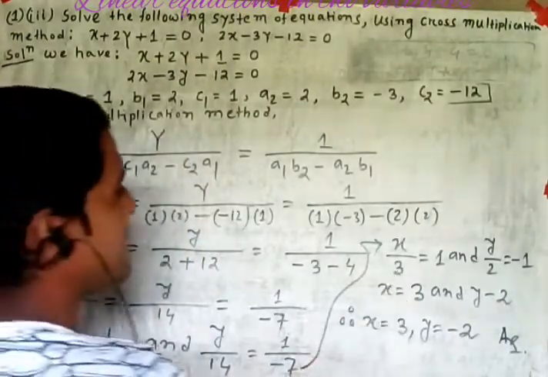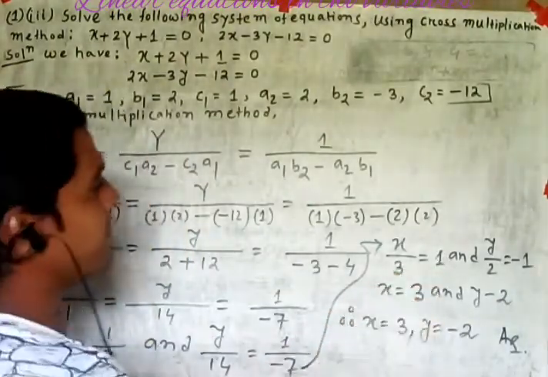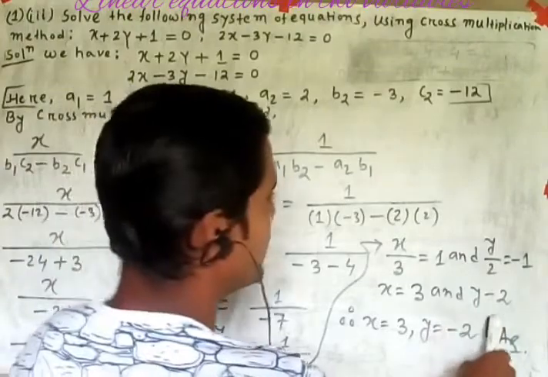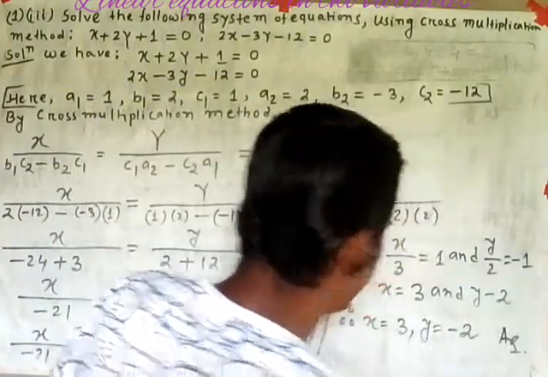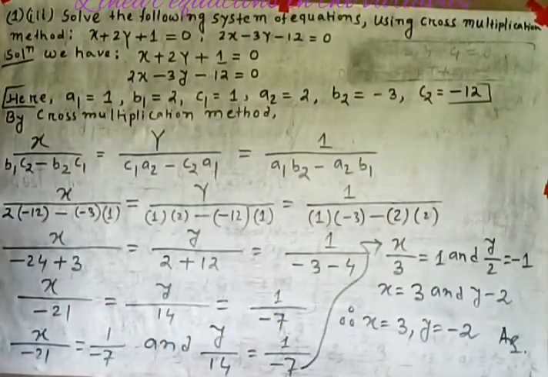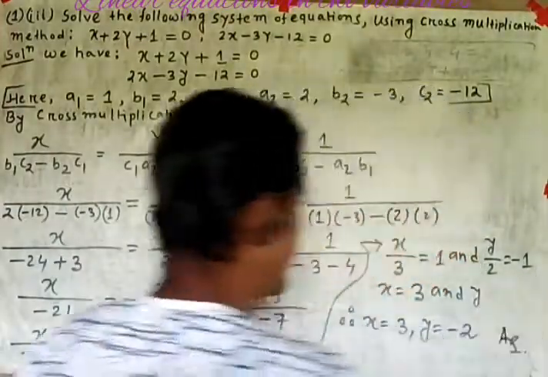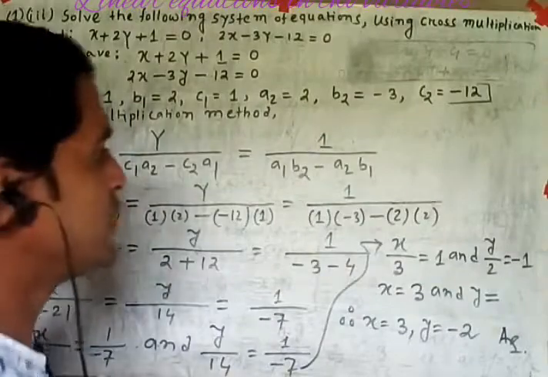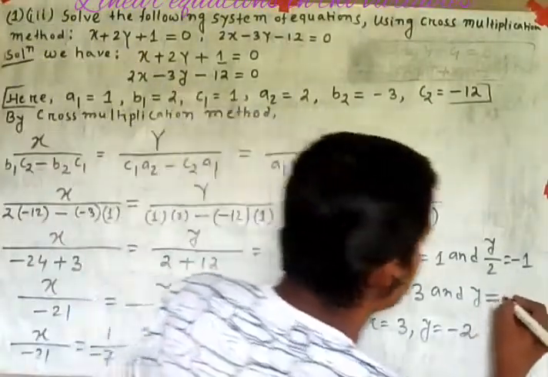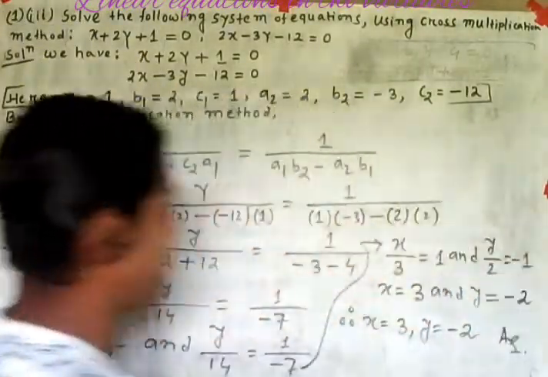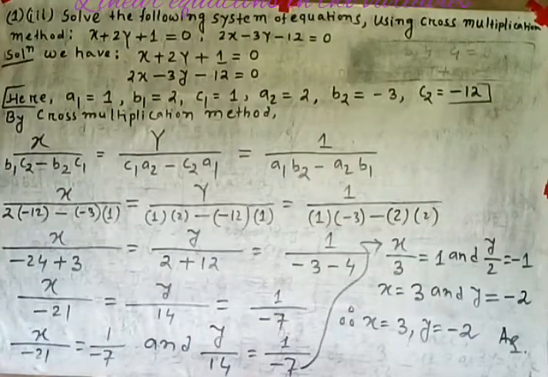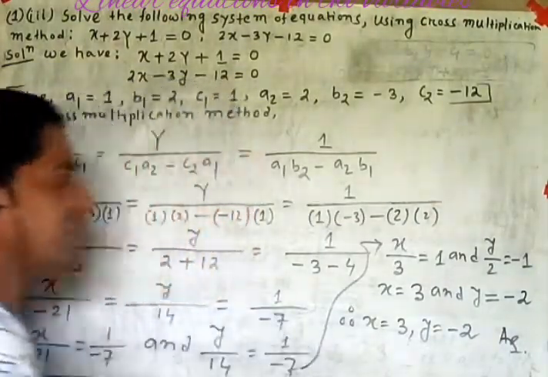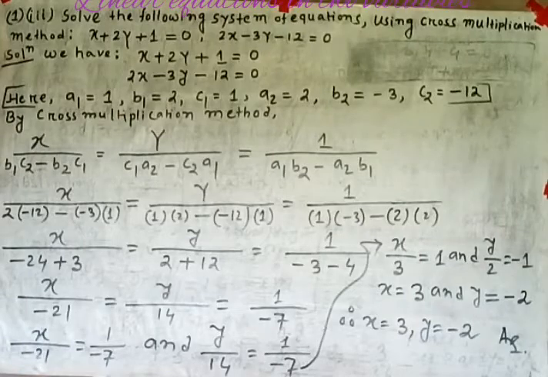So by the cross multiplication method, x equal to 3 into 1, 3, and y equal to 2 into minus 1, it means we can write minus 2. So x equal to 3 comma y equal to minus 2 is the final answer.